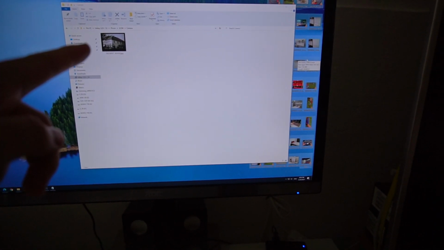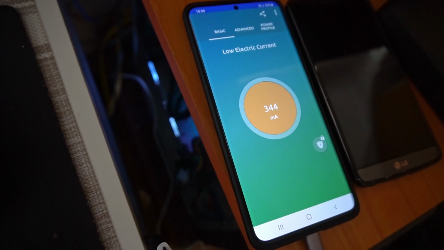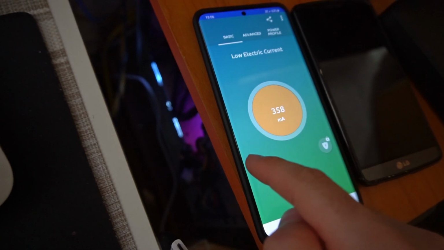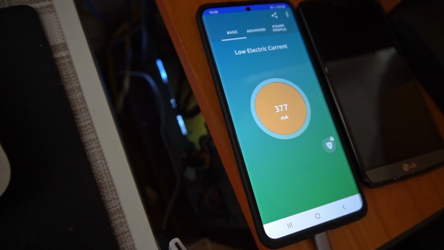There's just one file on the phone, and the number is much higher. When I was copying, the value went to negative and positive also. Now it's only positive, 300 something milliamps.